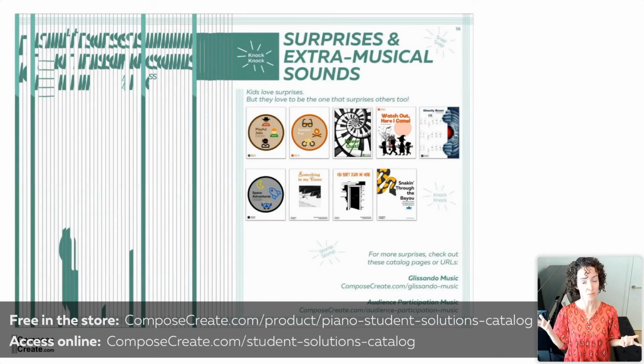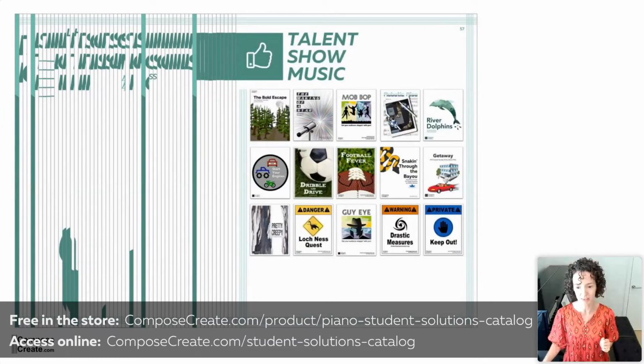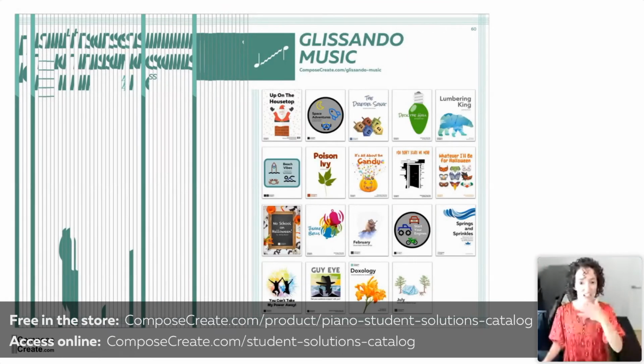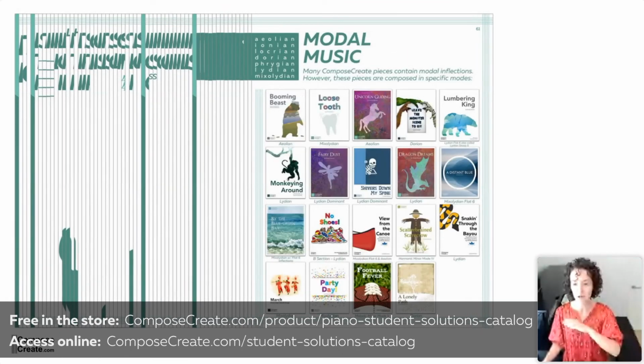Surprises and extra musical sounds. Do you want a piece that you're knocking on the piano or clapping? That's what the page is about. Music, if you need an impressive piece. Audience participation music. If you've ever used one of these, I know you want another one. So this one actually will show you what music we have. Glissando music, self-explanatory. Modal music.